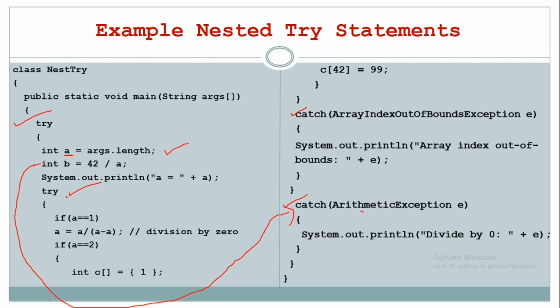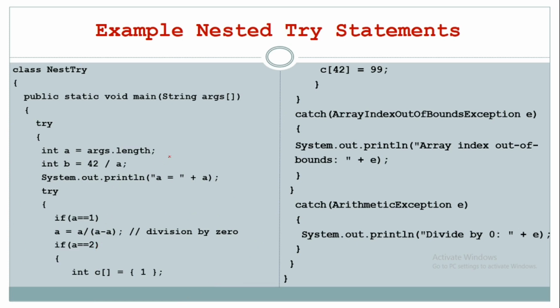Now let us go to the inner try block. If a is equal to 1, which means one argument is passed in the command line, then the next statement is a is equal to a divided by a minus a, which means 1 minus 1 is 0. Again, this statement will throw an exception. Whenever an exception is raised in the inner try block, it will first go to the inner catch block. As you can see, the inner catch block doesn't handle the arithmetic exception, so the control goes to the outer catch block. The outer catch block handles the arithmetic exception. So this is how the exception is handled. Let me clear it.